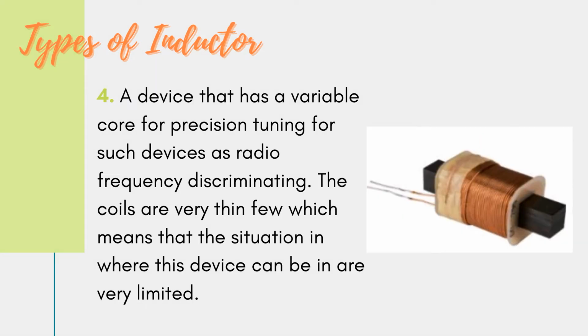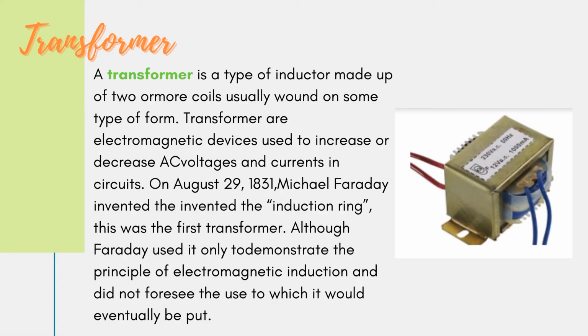4. A device that has a variable core for precision tuning, for such uses as radio frequency discriminating. The coils are very thin, which means that the situations in which this device can be used are very limited. Transformer. A transformer is a type of inductor made up of 2 or more coils, usually wound on some type of form. Transformers are electromagnetic devices used to increase or decrease AC voltages and currents in circuits.